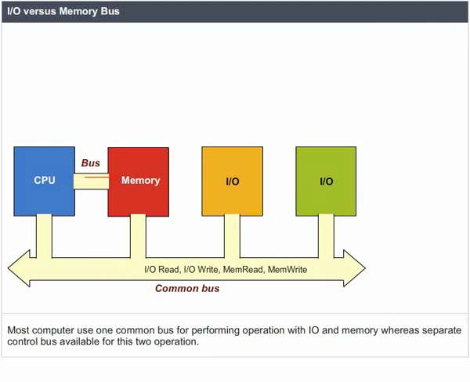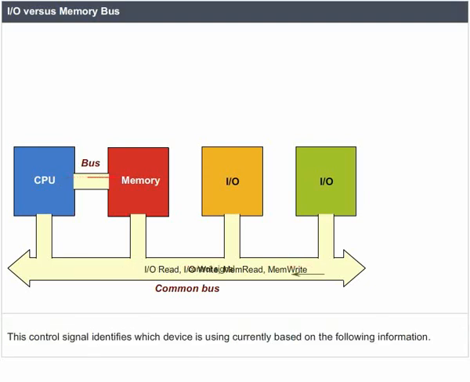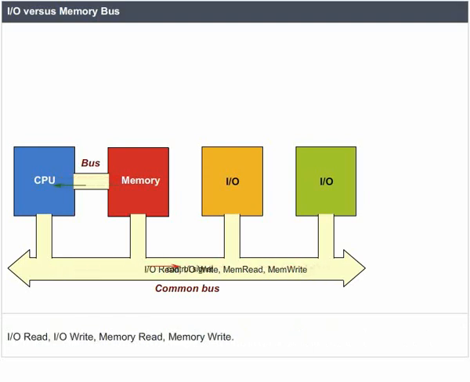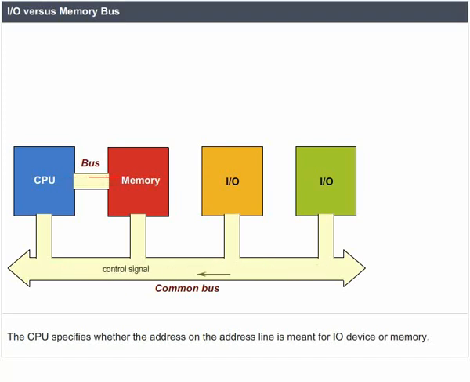Most computers use one common bus for performing operations with IO and memory, whereas separate control buses are available for these two operations. This control signal identifies which device is currently being used based on the following information: input-output read, input-output write, memory read, memory write. The CPU specifies whether the address on the address line is meant for an IO device or memory. The control signal specifies which device is to be chosen for operation.